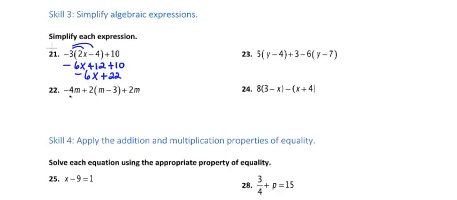In the expression negative 4m plus 2 times m minus 3 plus 2m, we get negative 4m plus 2m minus 6 plus 2m, and that is combining like terms. Notice that we have negative 4m plus 2m plus 2m, and those actually add to 0, and so we're left with just negative 6.